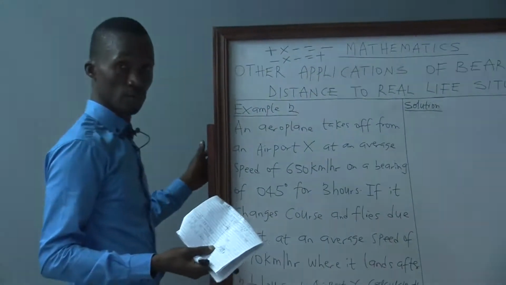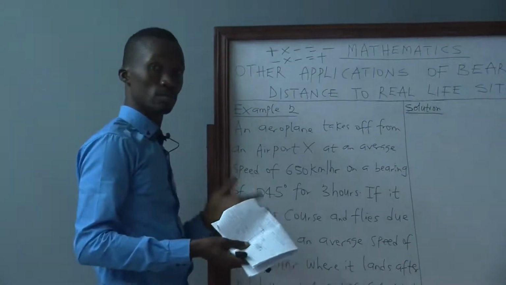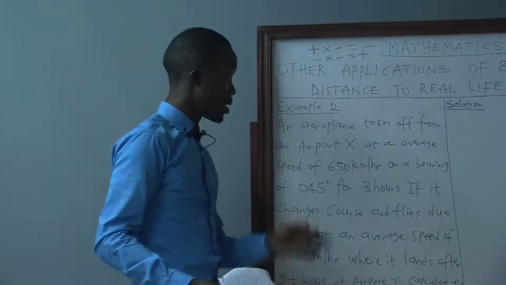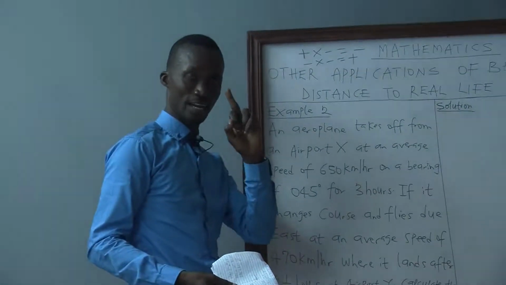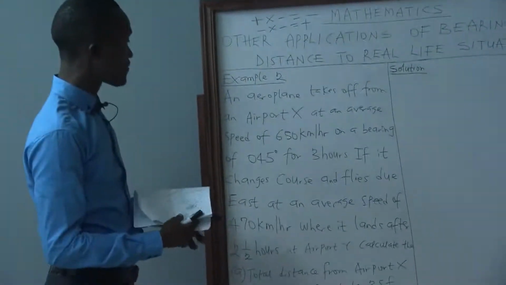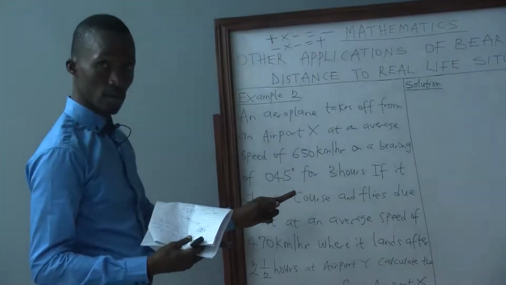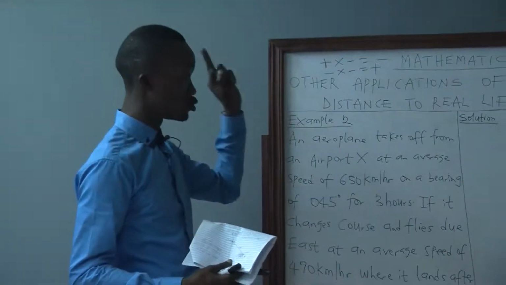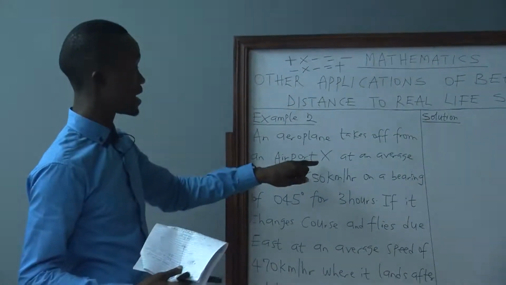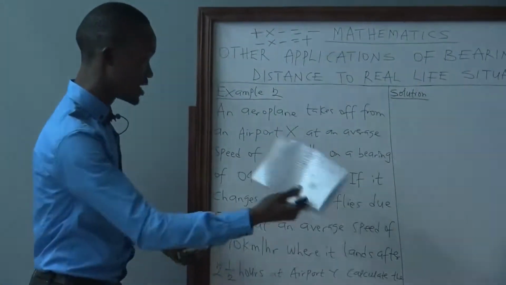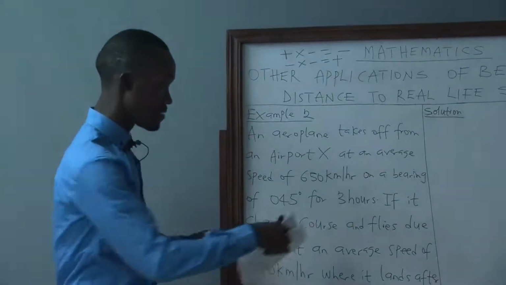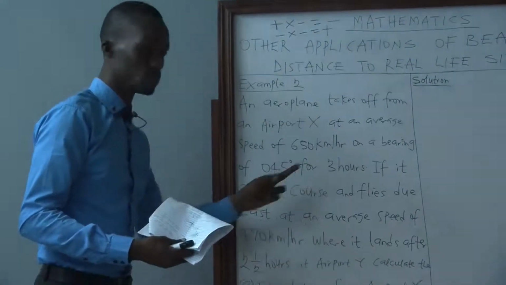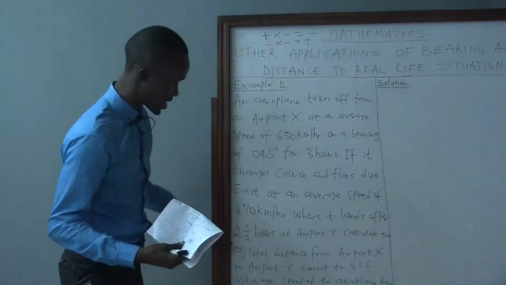The first example we solved, we considered two ships that left the port at the same time and they went in different directions. But here we are talking about just an aeroplane. So after flying for a particular time at a particular speed and on a particular bearing and getting to a destination which is airport X, the airplane now changes course again and flies towards another direction at a different speed, and we have another time.